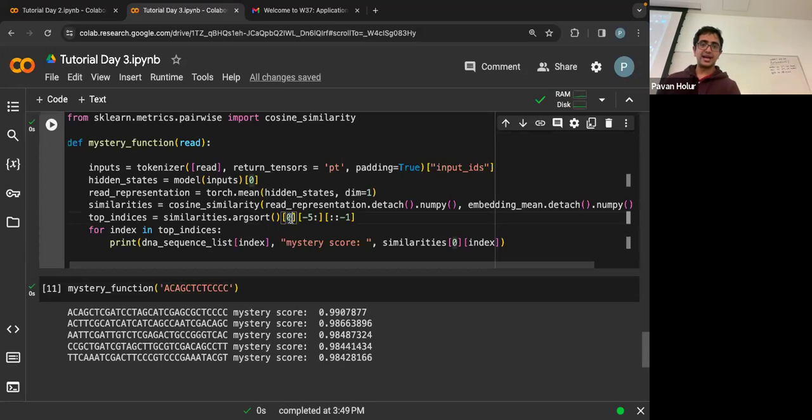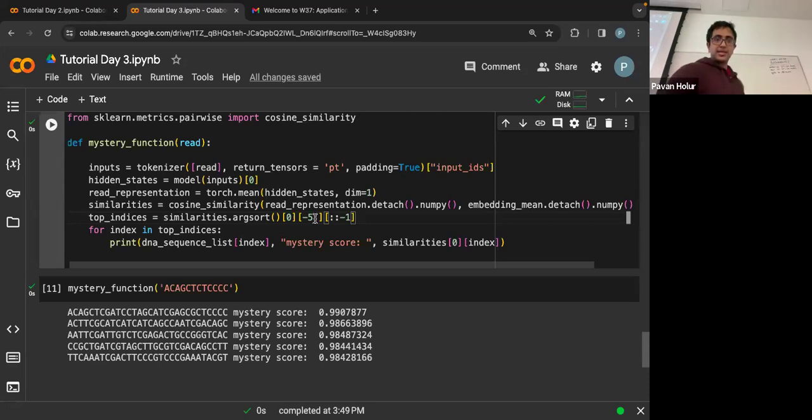The 0, once again, I believe has to do with the first batch, but it didn't work without it, so I just put it in there. That's the way most of these things work, by the way. So the -5 says, I first sort it straight from smallest to largest. The -5 colon says, I take the last 5 values. The colon -1 says, I rotate it. I reverse it. Pretty cool, right?